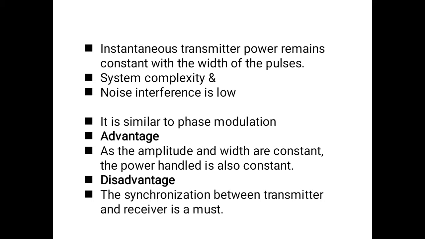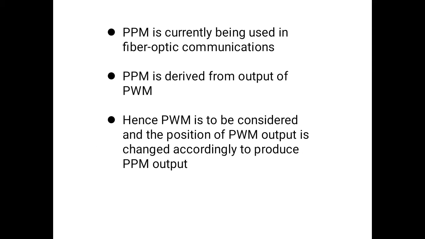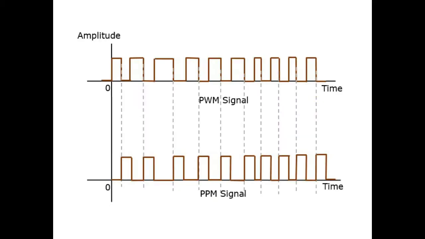Some of the important points are: instantaneous transmitter power remains constant with the width of the pulses. Therefore, system complexity and noise interference is very low. It is similar to phase modulation. The advantage of PPM is that as the amplitude and width are constant, the power handled is also constant. The disadvantage is synchronism. The synchronization between transmitter and receiver is a must for proper pulse position modulation. PPM is currently being used in fiber optic communications and it is derived from the output of PWM. Hence, PWM is to be considered and the position of the PWM output is changed accordingly to produce the PPM signal.